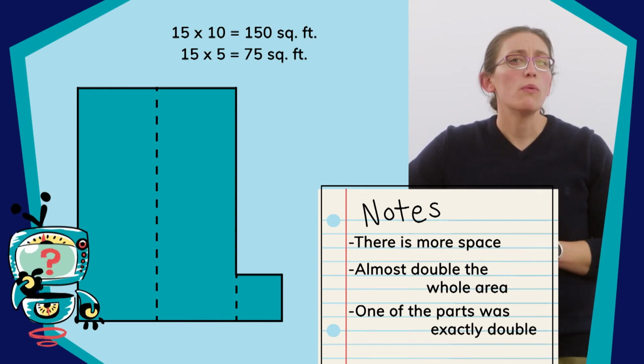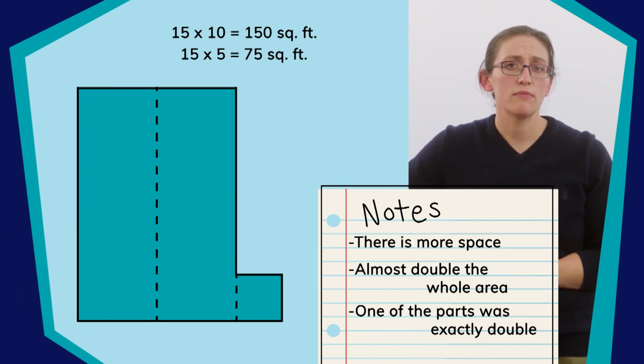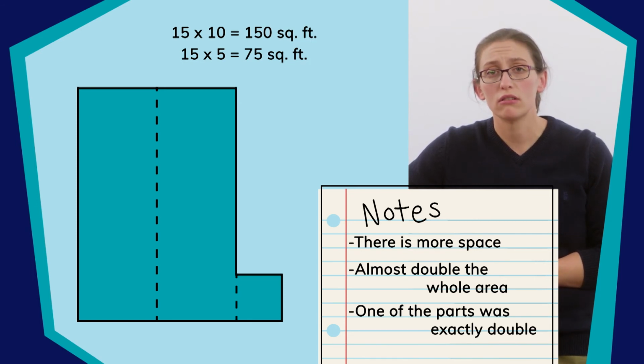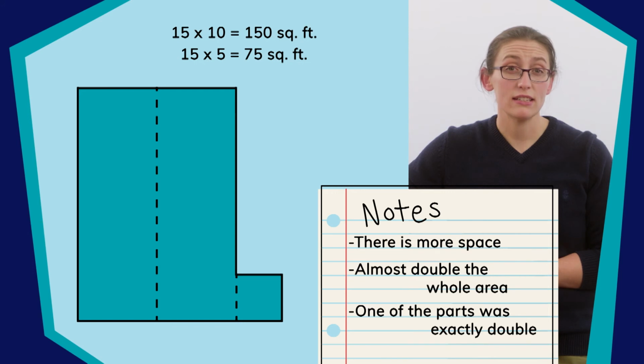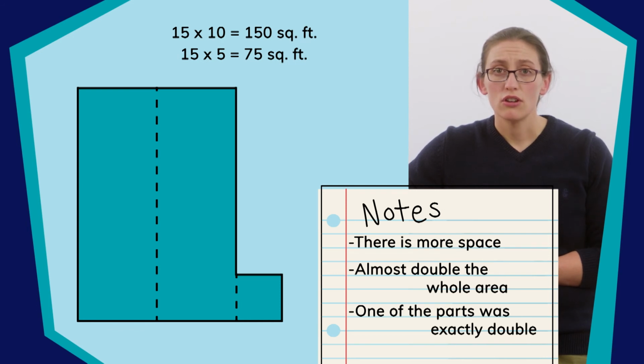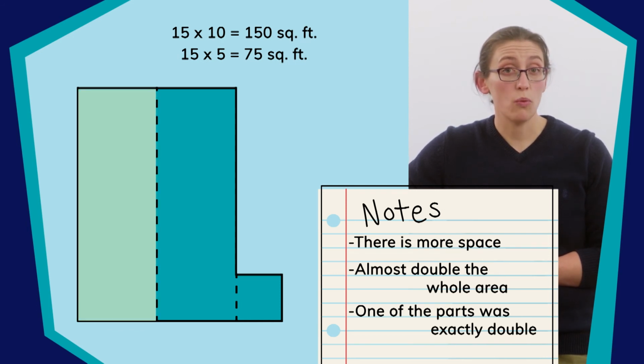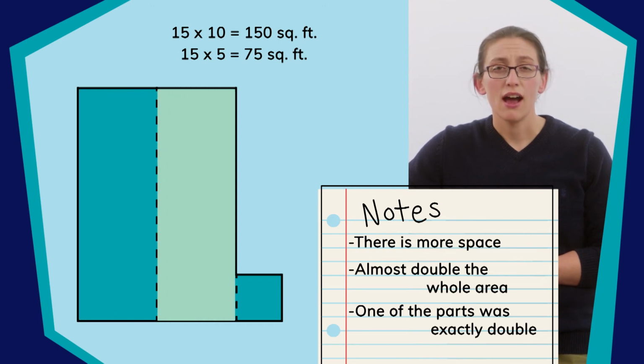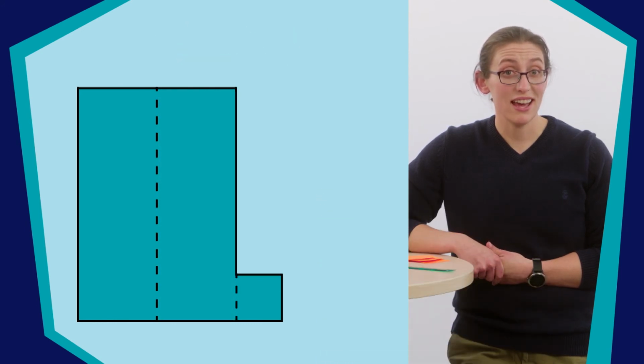Oh, okay, so when the side length was doubled to 10 feet, it ended up making another space that had the same dimensions as the original. I think I see what you're saying. So when the side length went from 5 feet to 10 feet, it ended up that there was another section of 15 by 5. So you're saying doubling one side length would double the whole area. I wonder what would happen if both side lengths were doubled instead.